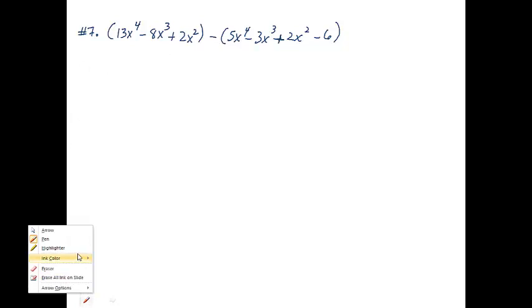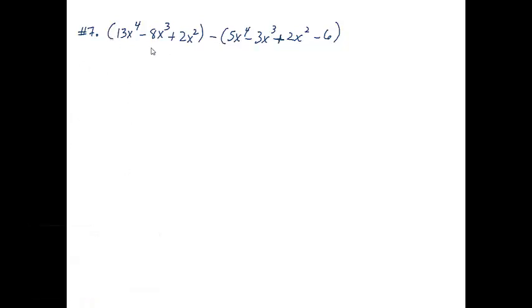I have 13x to the 4th power minus 8x third plus 2x squared, minus 5x to the 4th minus 3x third plus 2x squared minus 6. Again, I'm going to add. Sorry, I take that back. I'm not adding here, am I? I'm subtracting. Alright, so I have this group subtracting this group.